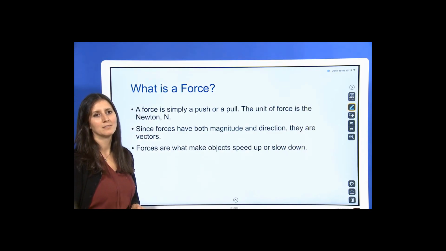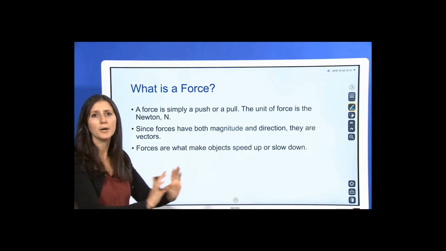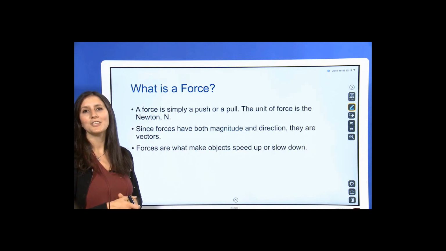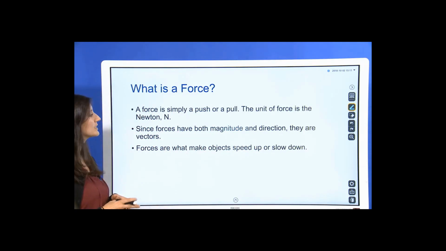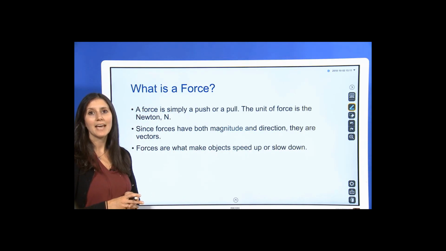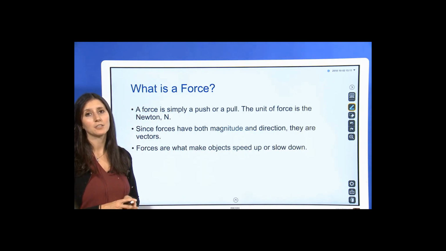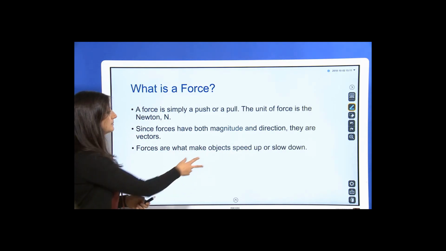So what is a force? A force is simply just a push or a pull. The unit of force is the Newton, or capital N. Since forces have both a magnitude and a direction, they are vector quantities. Forces are what make objects either speed up or slow down.